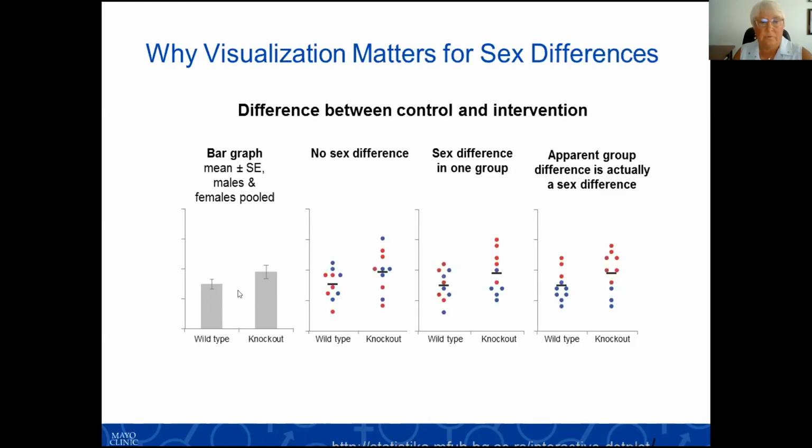Here's, for an example, using wild type or knockout animals, or males or females. It's pooled, you don't really see an effect, but you can get to this point with the knockout animals by a variety of distributions of sex within each category. One where there is no sex difference, the red and blue dots showing the male and female animals, or there is a sex difference in one group, or the apparent group difference is really related to the fact that there is a sex difference in the response. So visualization of the data provides you really with insight as to what is going on with the biology or the mechanism behind it.